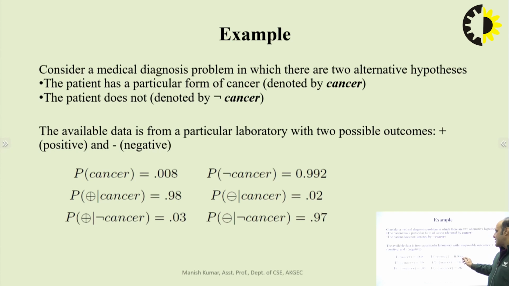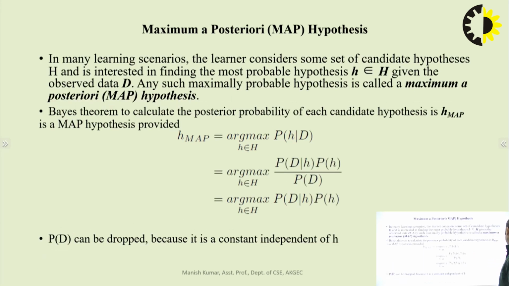Not cancer is 0.992. The probability of positive given cancer is 0.98. The probability of negative given cancer is 1 minus 0.98, which comes out to be 0.02. The probability of positive given not cancer, a false diagnosis, is 0.03, and the probability of negative given no cancer is 1 minus 0.03, which comes out to be 0.97.